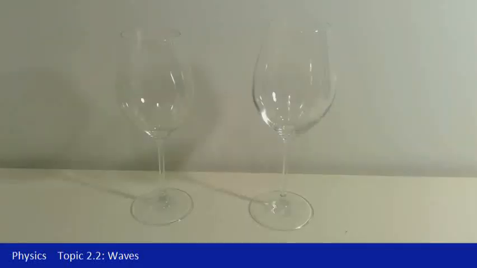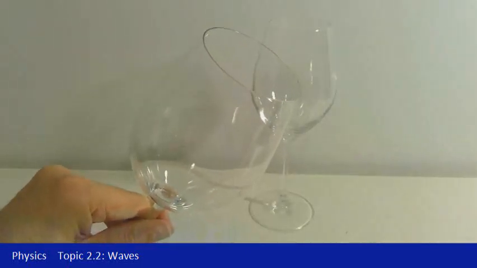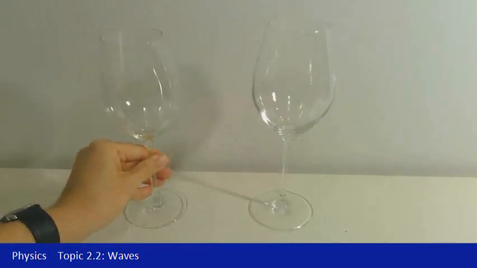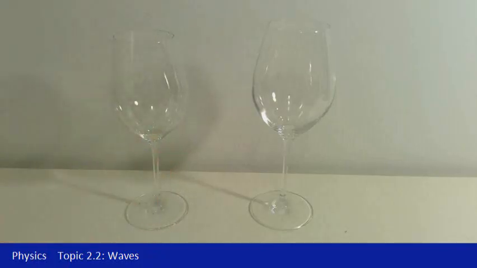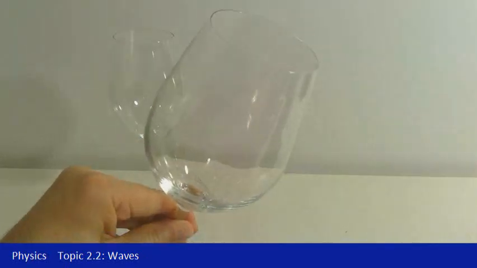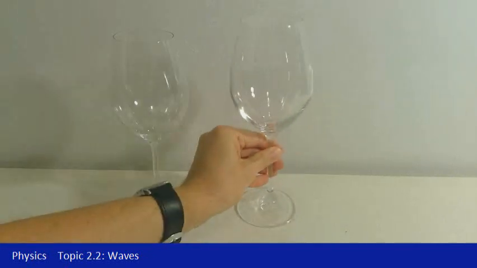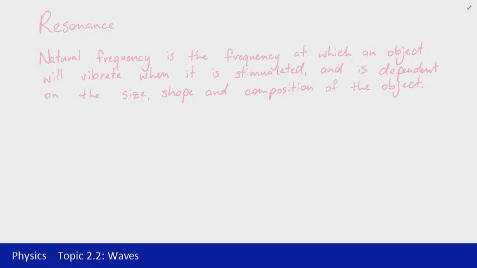So here you can see two wine glasses. They're slightly different shapes. One's a bit taller than the other as well, both made of glass, and if I strike the first one, you can hear that it produces a nice tone, and then with the second glass, if I strike that one as well, you can hear that it produces a lower tone than the first one. So they're the natural frequencies of those two glasses. So there's one example of a natural frequency that you can hear when a wine glass vibrates.